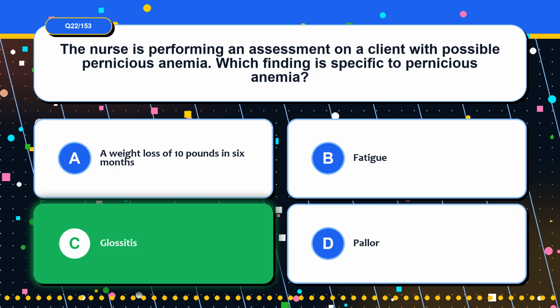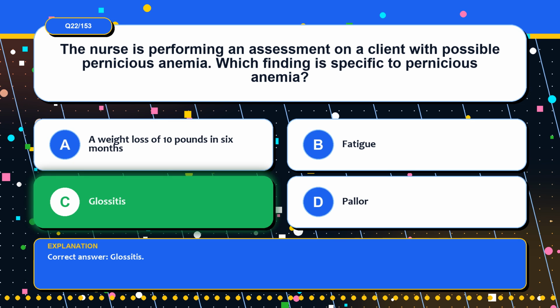The correct answer is option C. Glossitis. Correct answer. Glossitis.